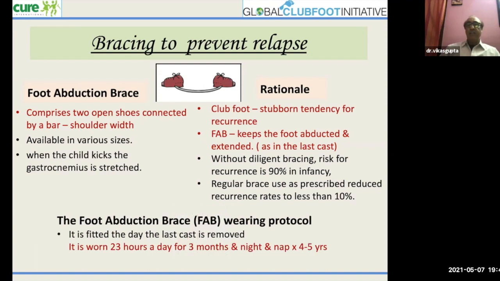So, the foot abduction bracing protocol: it is given on the last day when the cast is removed. Remember, the foot should not be without brace or cast at any time. If you don't have a brace on that day, make sure that you continue to give the cast till you have a proper size brace. It is worn 23 hours a day for 3 to 4 months, and then at night and nap time for another 4 to 5 years.